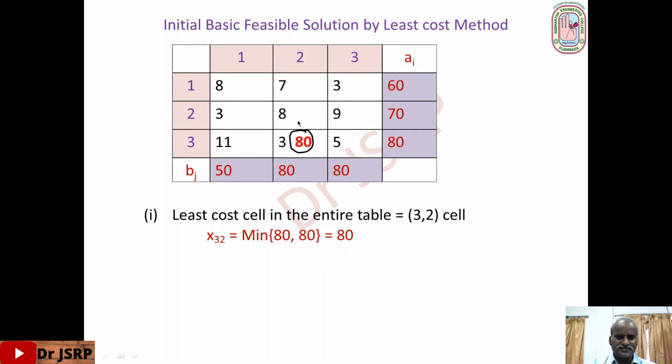We identify the neighboring cells. For this cell, the neighboring cells are this one, this one, this one. These three cells are neighboring cells. Among these three cells, the least cost cell is this 3 cell.